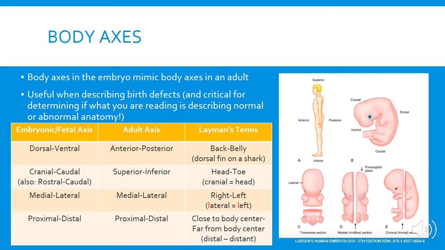Then you have medial lateral, which is the same terminology for the adult and for the embryo or fetus. This is right and left. And the last one is proximal or distal, which is a little bit trickier, because proximal refers to things that are close to the body center, whereas distal is distant from the body center. But of course, it can be distant from the body center in any direction. Oftentimes, proximal and distal are used to describe things like limbs, where the shoulder would be proximal and the fingers would be distal.